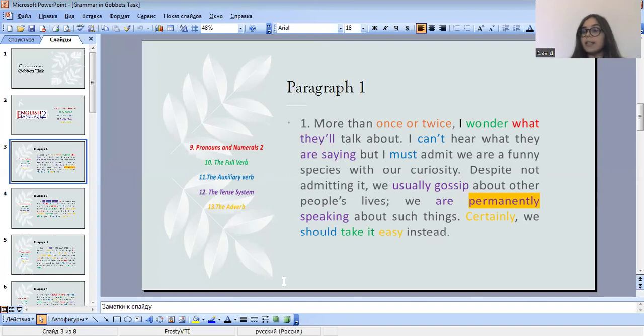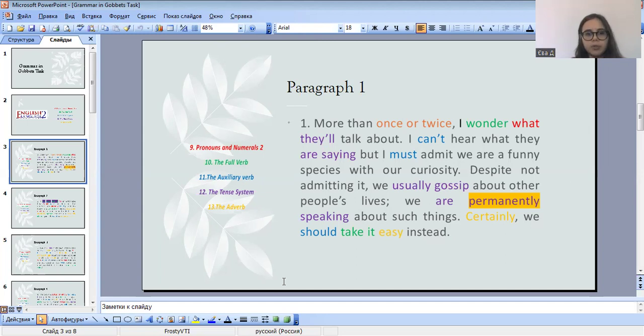First of all, let's have a look at the first sentence. The first sentence contains a nominal relative clause introduced by the relative pronoun what. It functions as the object of the verb wonder, and it's providing additional information, probably about pickers' curiosity.